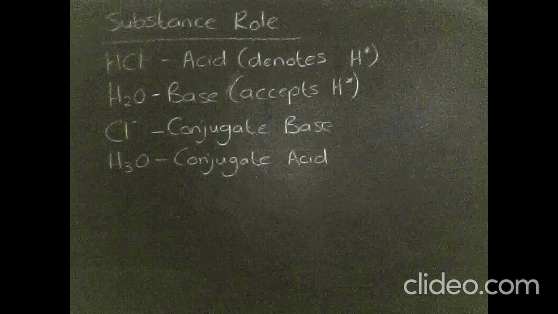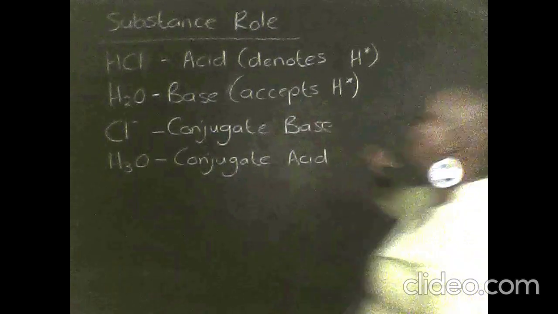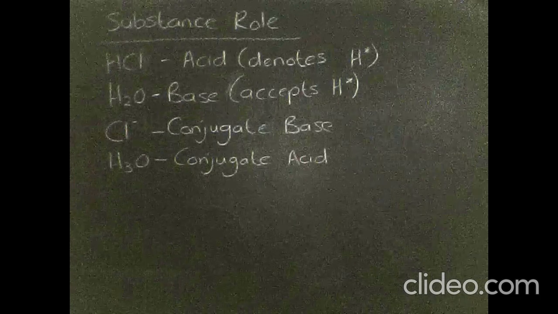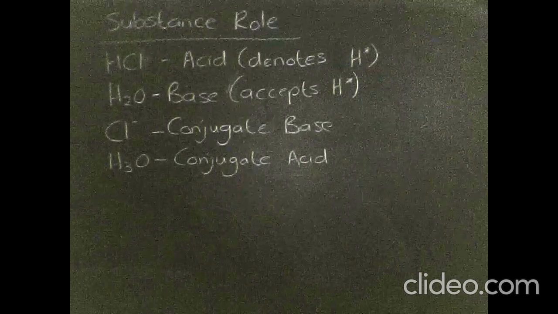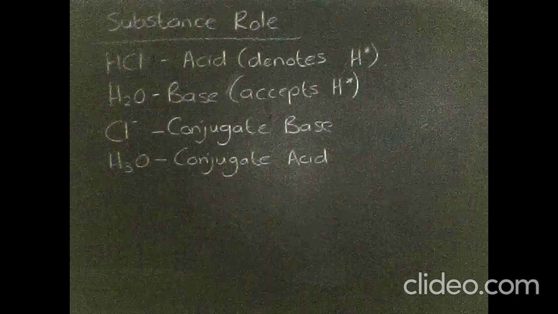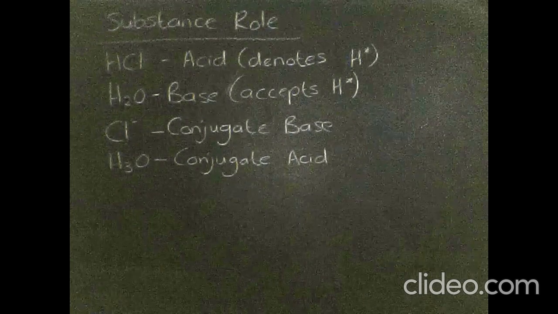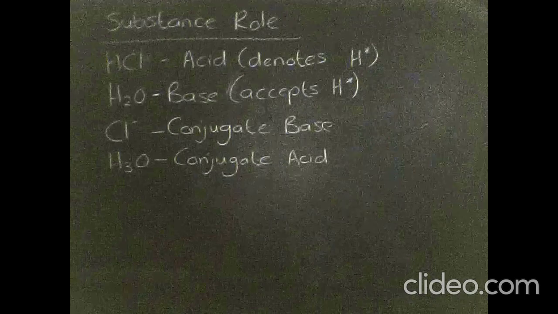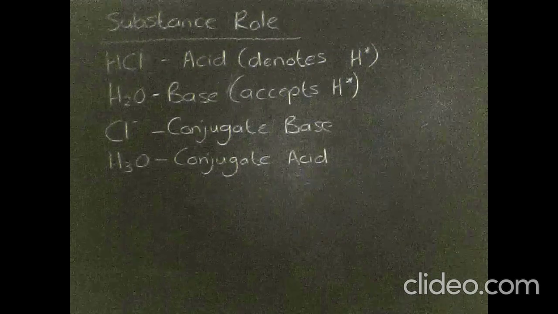Hydrochloric acid is an acid and it donates hydrogen. Then water, which is H2O, is a base and accepts hydrogen. Then chloride is a conjugate base and hydronium ion is a conjugate acid. So that is the role of the substances in the example that we just discussed.